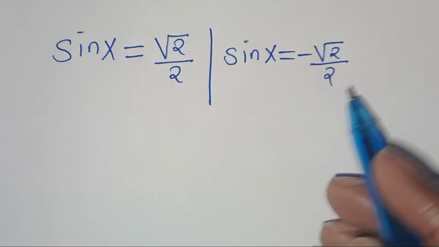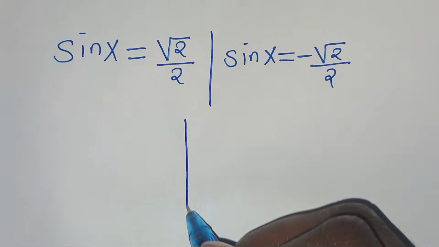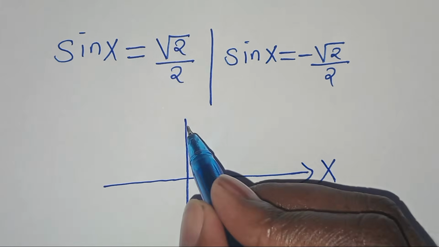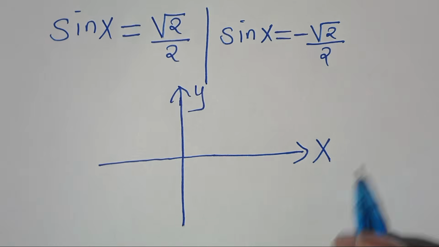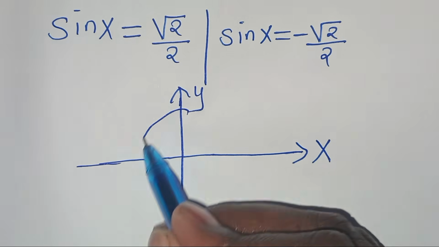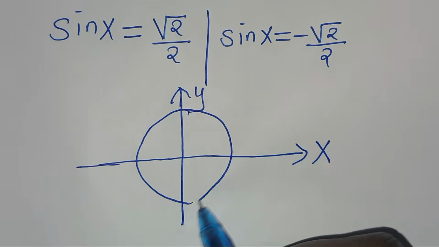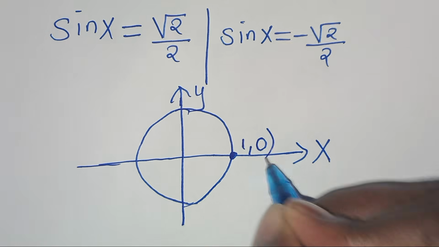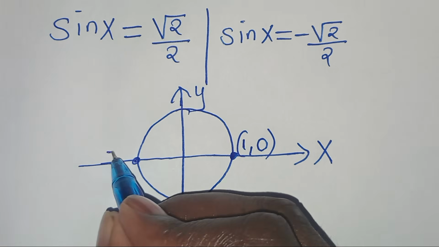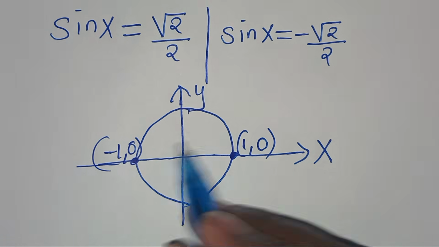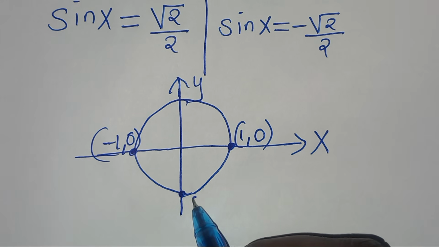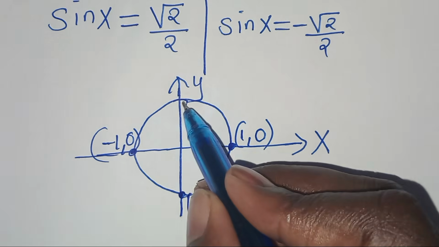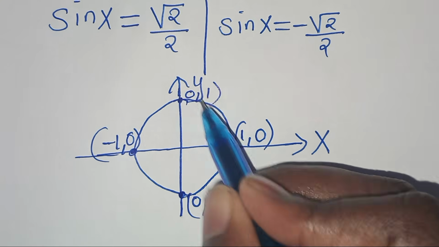Now the next step is we can have a graphical representation. Let's have the x and y plane here. This is the x-axis, this is the y-axis. Here we have 1, 0, then negative 1, 0. It's a unit circle here. Then we have 0, negative 1, then here we have 0, 1.